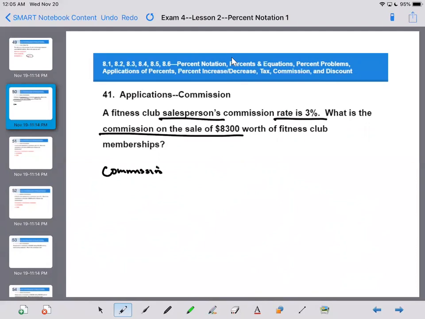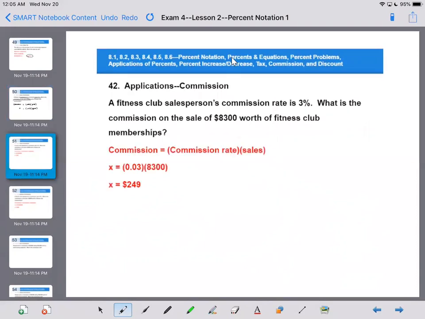And we know that there's a rate and then there's a price. Okay, well, the rate is 3%. 3% is the same as 3 hundredths. The price would be $8,300. X would be our commission. So when we multiply that, we see in the next slide, when we multiply that, we get that the salesperson actually gets $249.